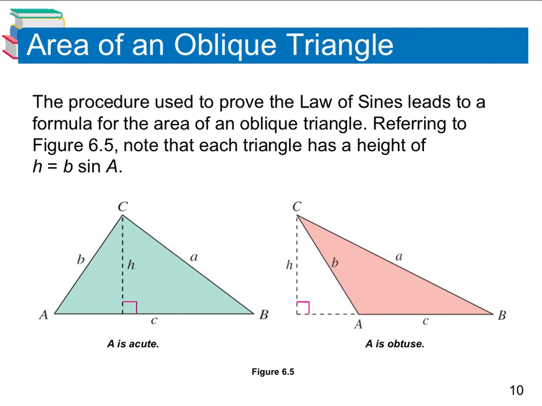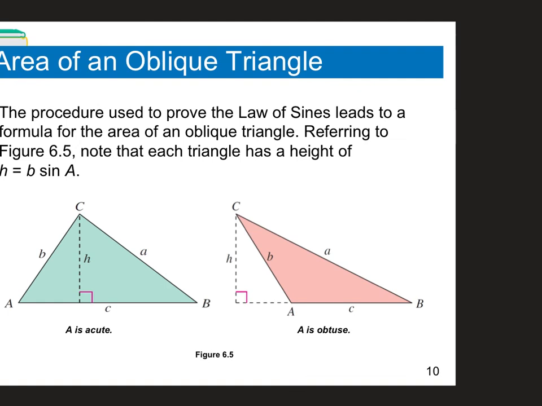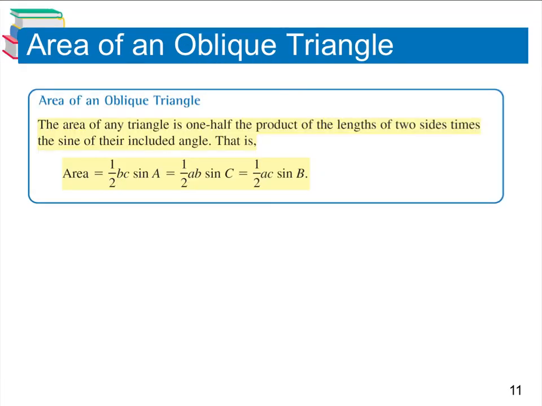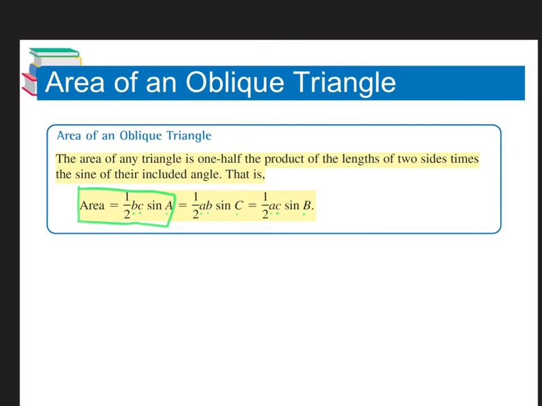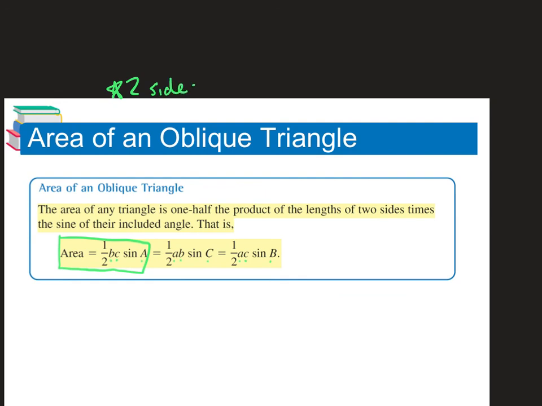Next, we're going to find the area of an oblique triangle. So we know our area of a triangle is 1/2 base times height. We're going to kind of use that same idea to find our area of an oblique triangle, so acute or obtuse. So here's our formula for the area of an oblique triangle. So anything that's not a right triangle, our area is 1/2 b times c times the sine of A. So it's going to be the two sides that are given and the angle in between the sides. So notice here we have B, C, and A. In this formula, we have A, B, and C. And in this one, we have A, C, and B. So it's two sides and the angle in between the sides. So nothing repeats here.